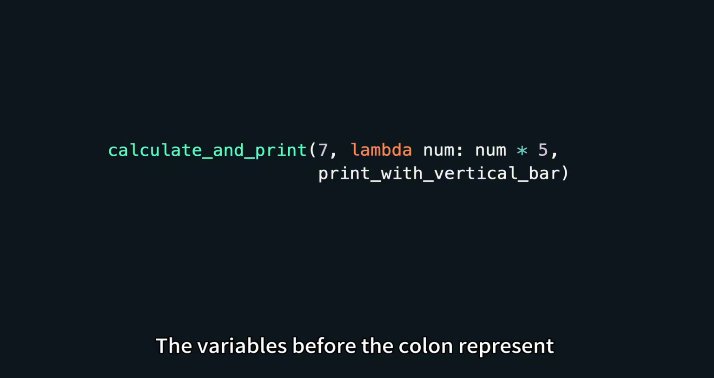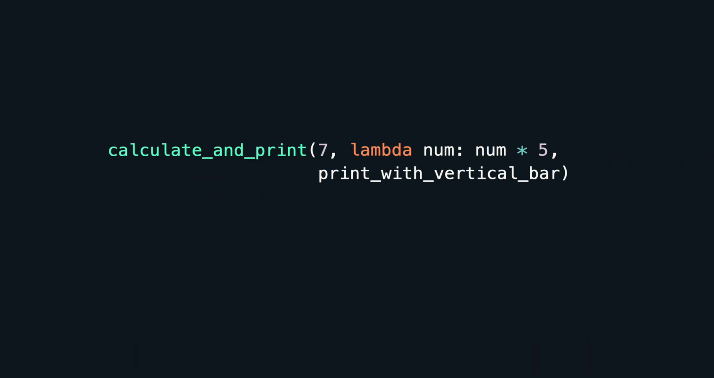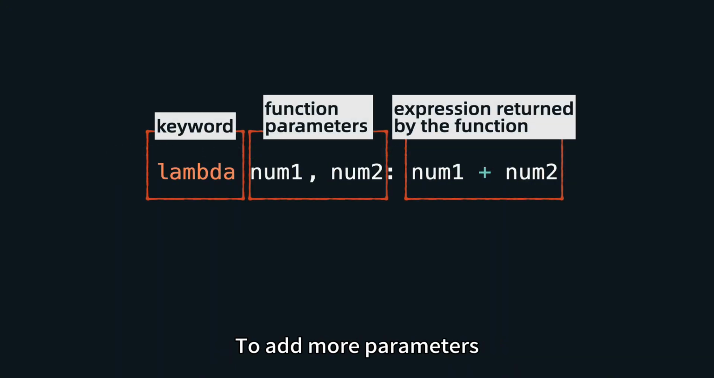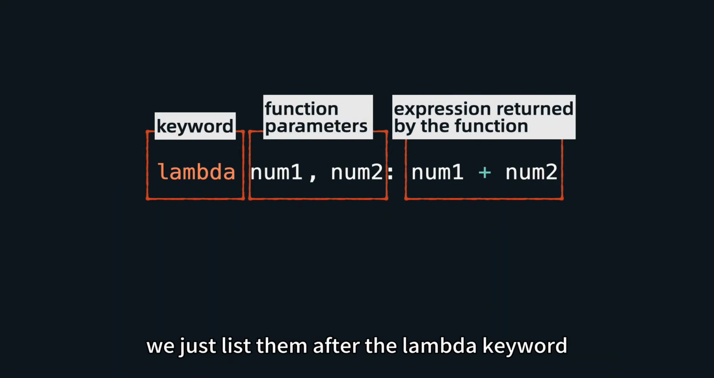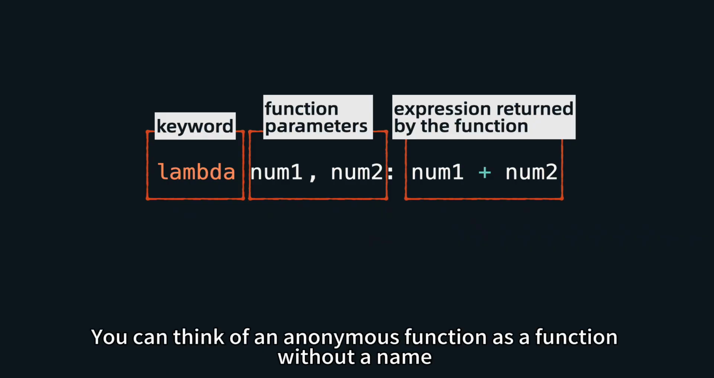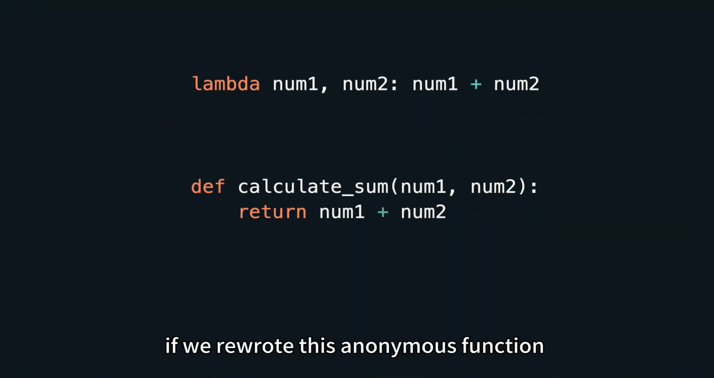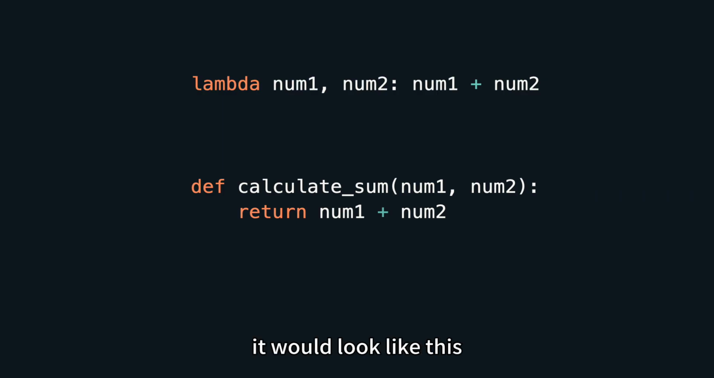The variables before the colon represent the parameters passed into the anonymous function. After the colon, we don't need to write return. We simply place the expression whose value will be returned. To add more parameters, we just list them after the lambda keyword, separated by commas. You can think of an anonymous function as a function without a name that takes up fewer lines of code. For example, if we rewrote this anonymous function as a regular function, it would look like this.